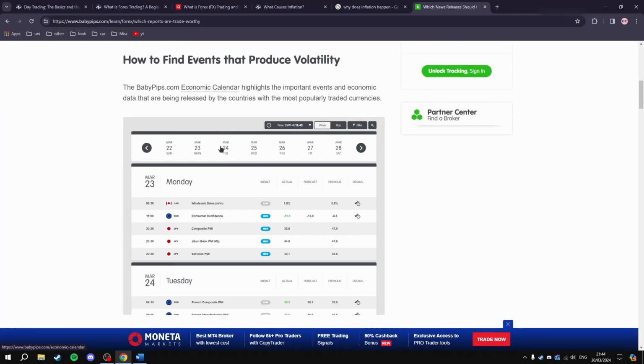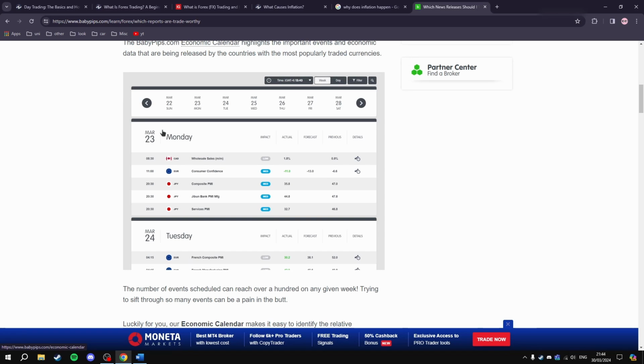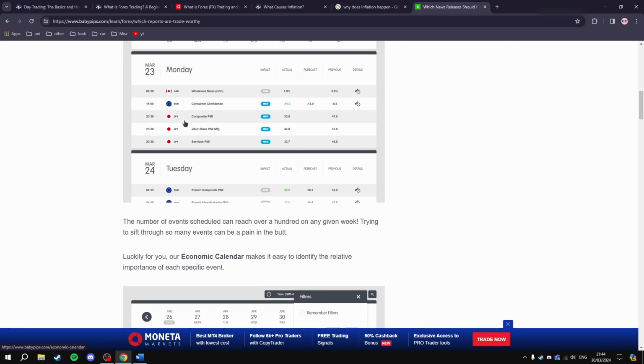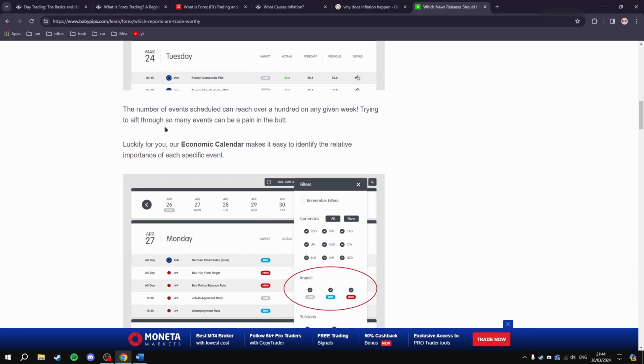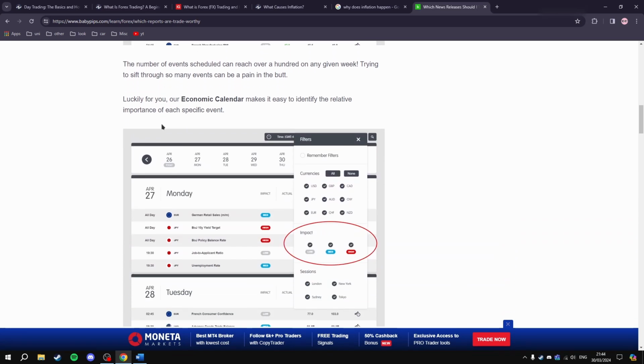How to find events that produce volatility. The babypips.com economic calendar highlights the important events and economic data that are being released by the countries with the most popularly traded currencies. The number of events scheduled can reach over 100 at any given week. Trying to sift through so many events can be a pain in the butt. Luckily for you, our economic calendar makes it easy to identify the relative importance of each specific event.